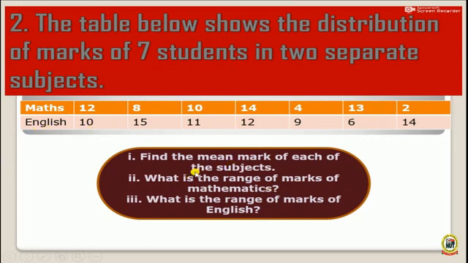Then the second is we look for the range. What is the range of marks of mathematics? Then what is the range of marks of English? You must look for the range for mathematics and also the range for English. So let's get busy.